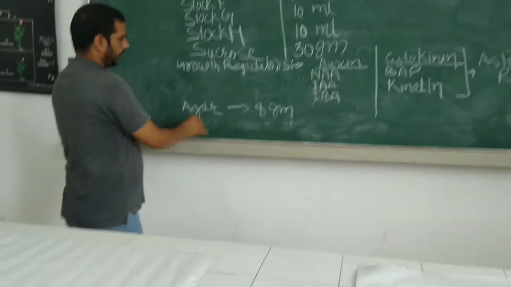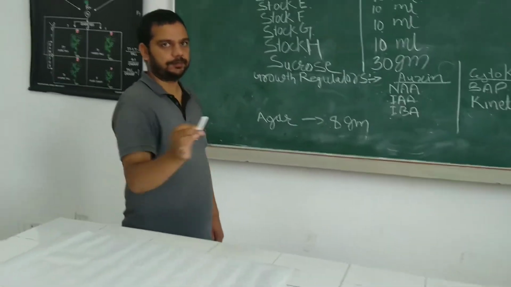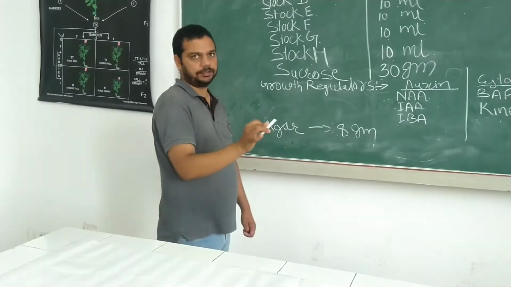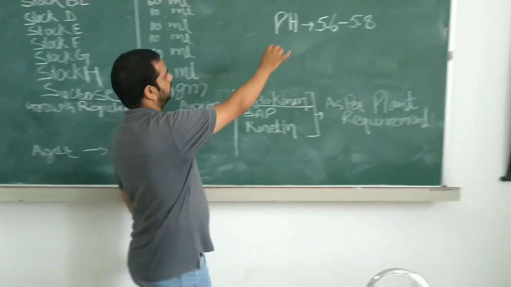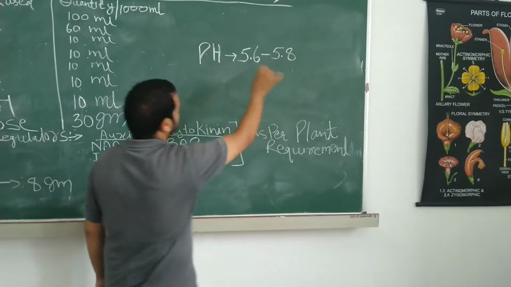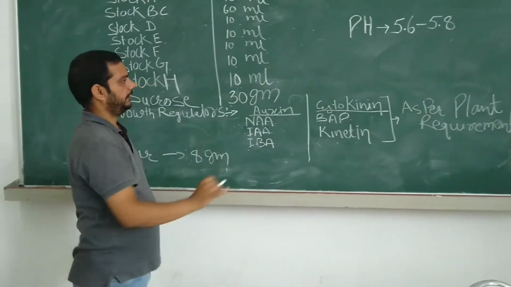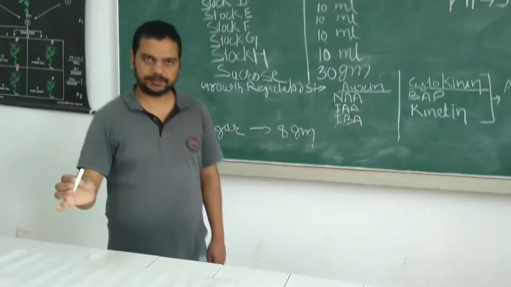And agar is used 8 gram per liter. Agar is used to solidify the media. It will provide a solid surface for the growth of the plants. And the final pH which will be adjusted is 5.6 to 5.8. This is the pH range of the MS media. I will show you practically the preparation of this media.